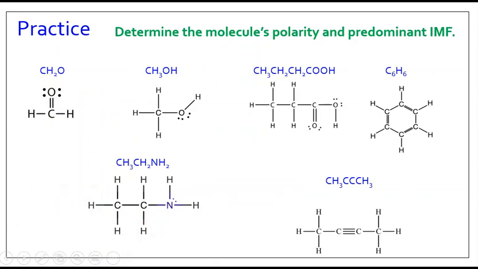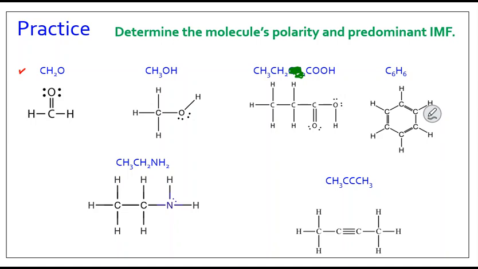Now let's practice a little bit and identify some of these here. Once again, this has an extra CH2 here because this is propanoic acid. But let's look at them and decide what their predominant IMF and their polarity is. So CH2O over here to the left. Is this polar or non-polar, first of all? Symmetrical or not symmetrical? Polar, good.